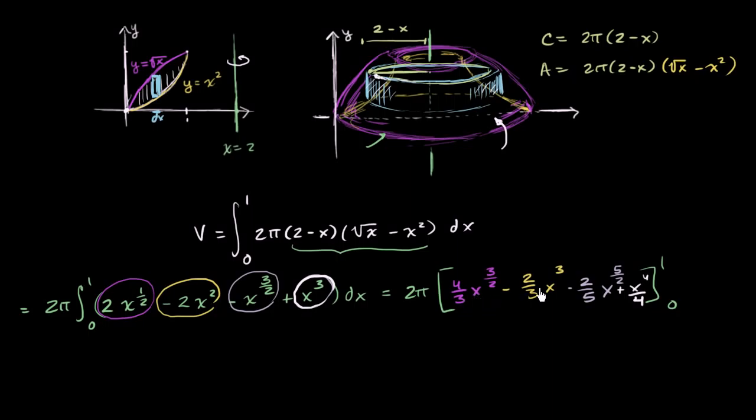And now we just have to evaluate it at 1 and 0. At 0, luckily, all of these terms end up being 0. It just evaluates to 0. So this is just 2 pi times, when you evaluate all of this business at 1, that's going to be 4/3 minus 2/3 minus 2/5 plus 1/4.